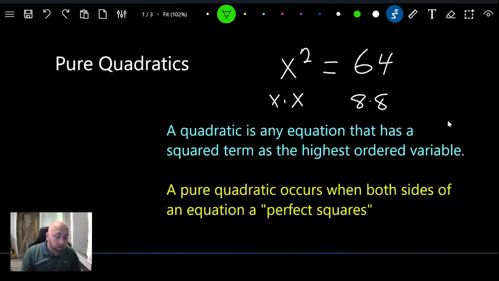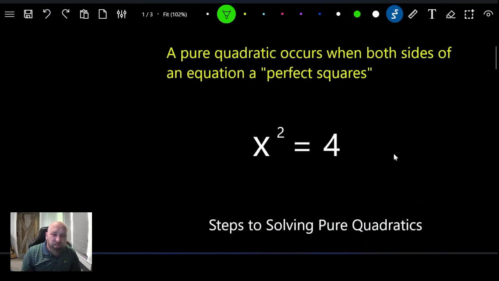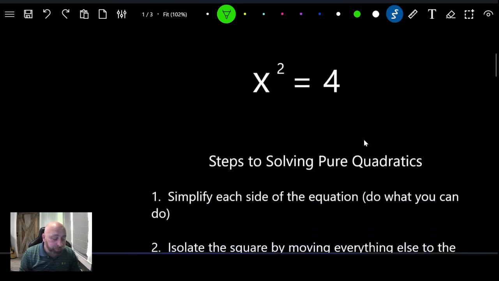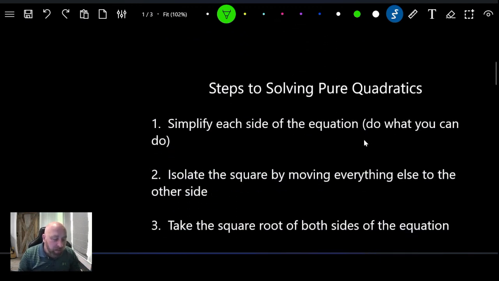All right, so let's look at these and see if we can figure out how to solve them. Here's another pure quadratic, and I'll be working through this one as we go through these steps. So x squared equals 4. Both of them are perfect squares, x times x and 2 times 2. So here are the steps to solving the pure quadratic. Number 1, simplify each side of the equation.